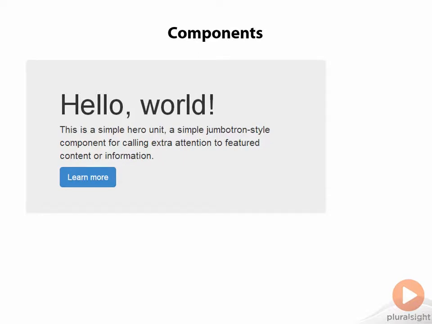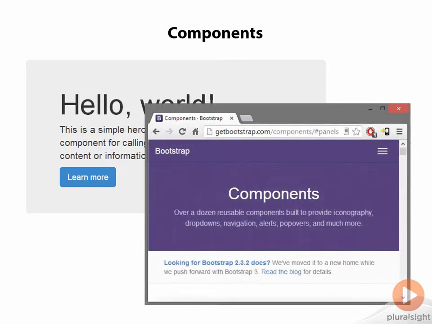I don't have time in the course to cover all the components. There's a large number, everything from icons to progress bars, but I'll give you a basic idea of how to work with these components. And if you go to getbootstrap.com and click on the components link, you'll find a list of everything that is included, as well as lots of sample code and descriptions. Let's take a look at a few components in our application.